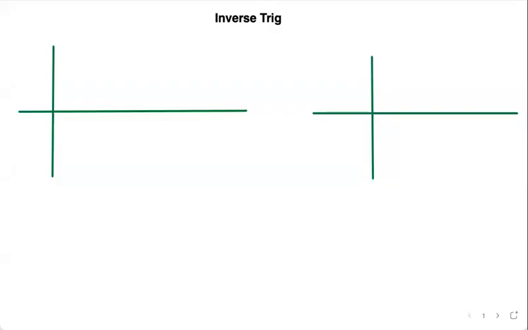Inverse trig. Now, to talk about inverses, you have to remember the horizontal line test. If you think of any trig function, they all fail it miserably. Like y equals sine of x. If I start drawing it, automatically, nope, it doesn't pass the horizontal line test. So what do we do? We restrict the domain.